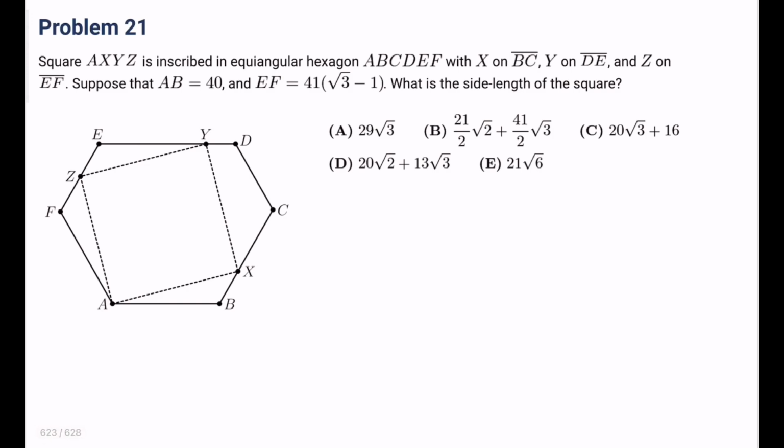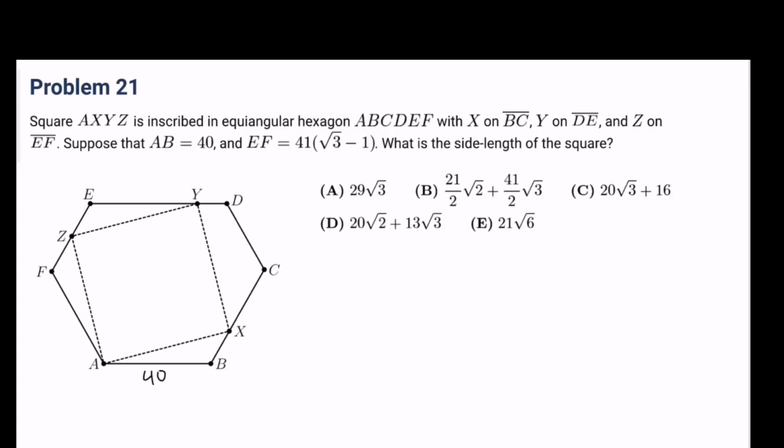Number 21, square AXYZ is inscribed in equiangular hexagon ABCDEF with X on BC, Y on DE, and Z on EF. Suppose that AB equals 40 and EF equals 41 times root 3 minus 1. What is the side length of the square? Okay, so what it gave us is that this one equals 40, and this one equals some weird value, 41 times root 3 minus 1.